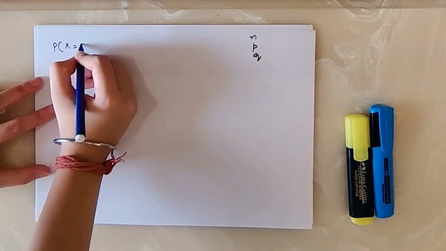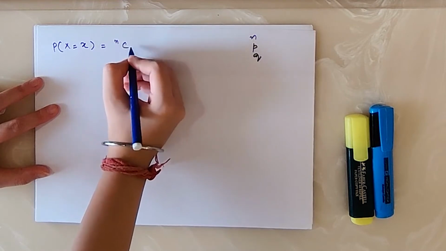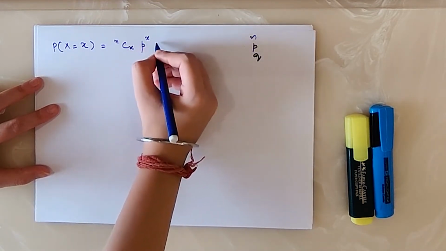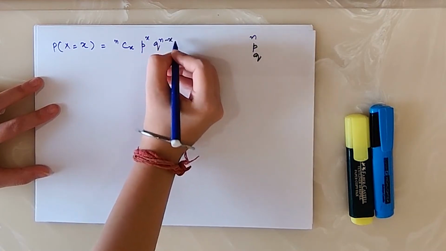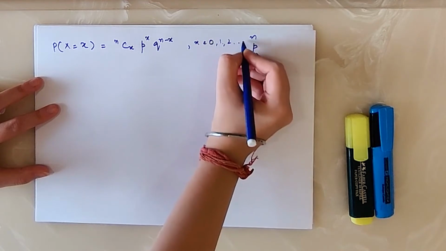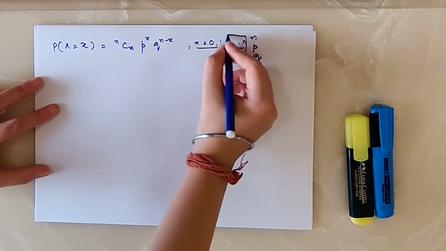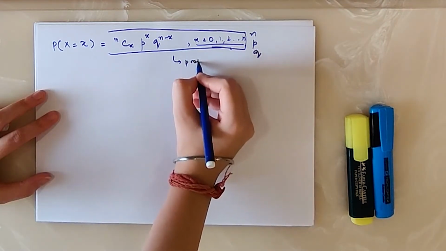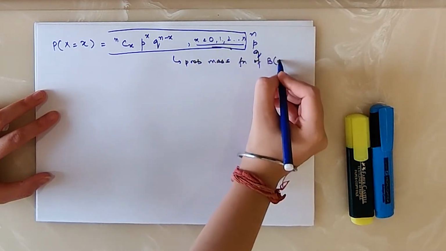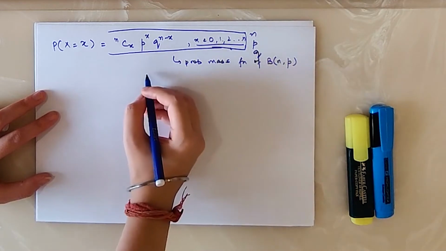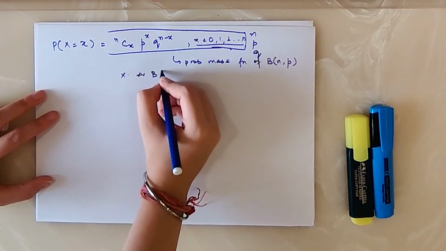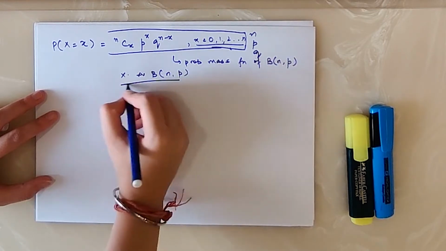So then we get that probability X = x is equal to nCx, and then we have our p raised to the power x, then we have our q as n minus x, where x is equal to 0, 1, 2 till n. This is our probability mass function of binomial distribution with n comma p. This means that our X follows binomial n comma p.